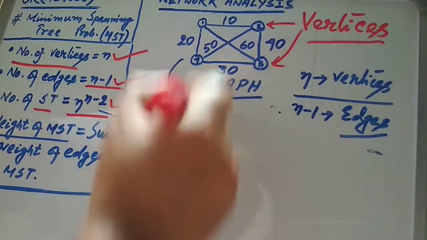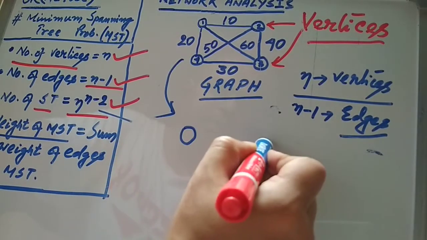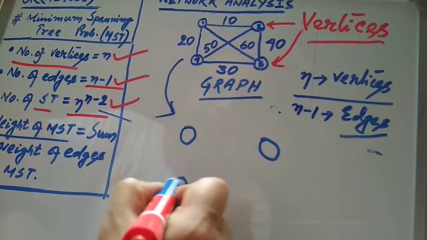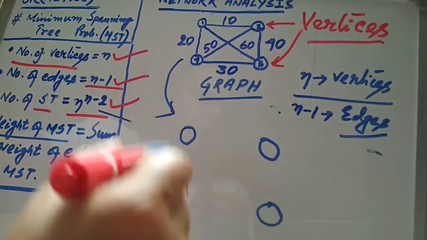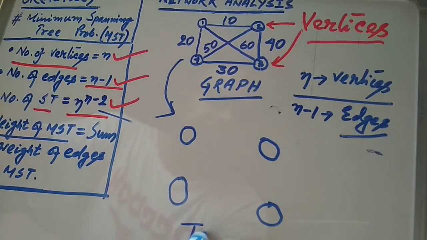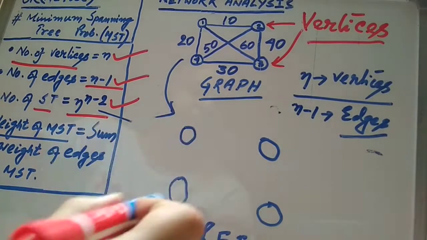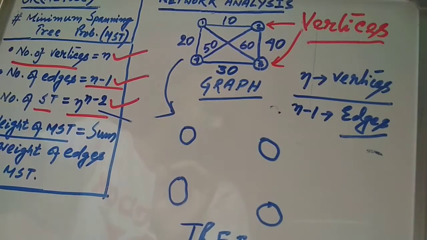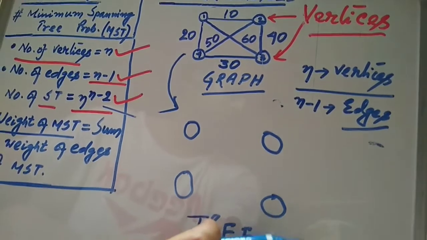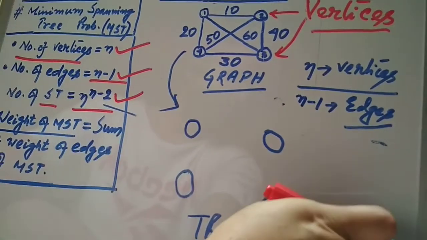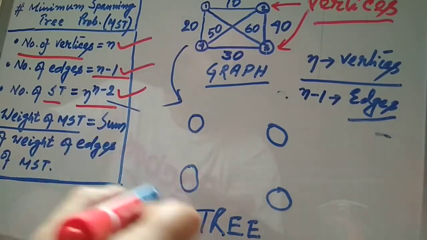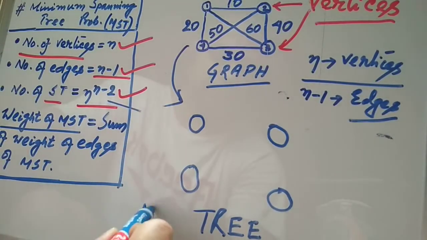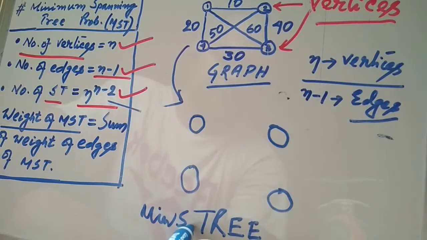Okay. So the first step is to draw the vertices only. So these are the vertices. Okay. Now the next step, we have to connect all the vertices in order to make a tree. I am not saying the spanning tree, I rather say this is only a tree. To make a tree, we have to connect all the vertices. But keep in mind, we can't make a loop out of these 4 vertices. Okay. So now coming to the minimum spanning tree.